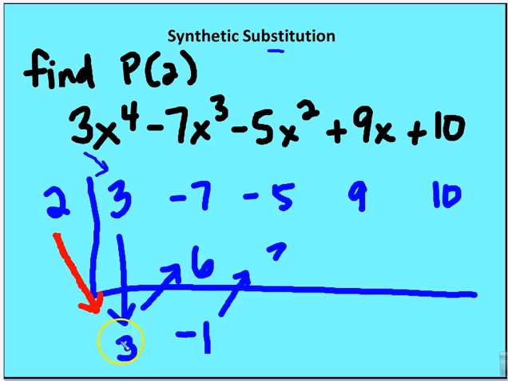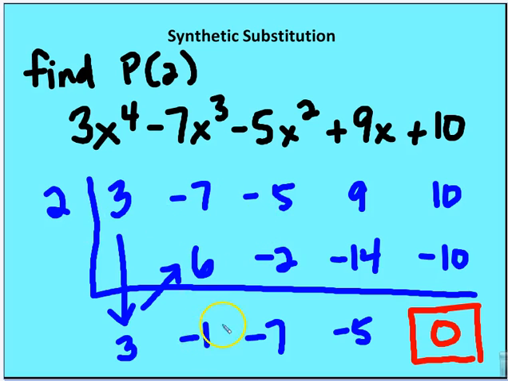Then the next operation is to multiply 2 by 3 to get a product of 6. Add negative 7 and 6 together to get negative 1. Multiply 2 times negative 1. Add the next values together, and so on and so forth. So I'm going to ask you to complete this and come up with a value. I'm going to pause here.